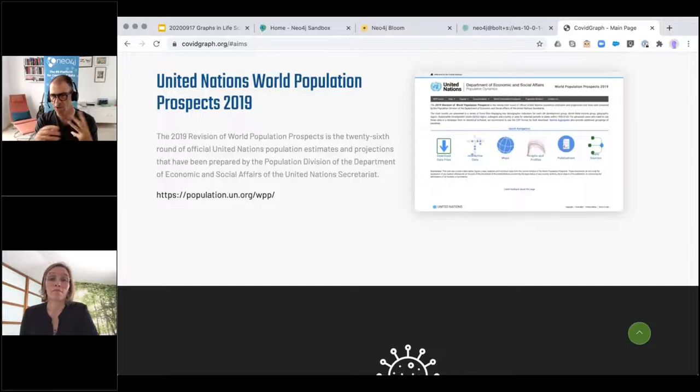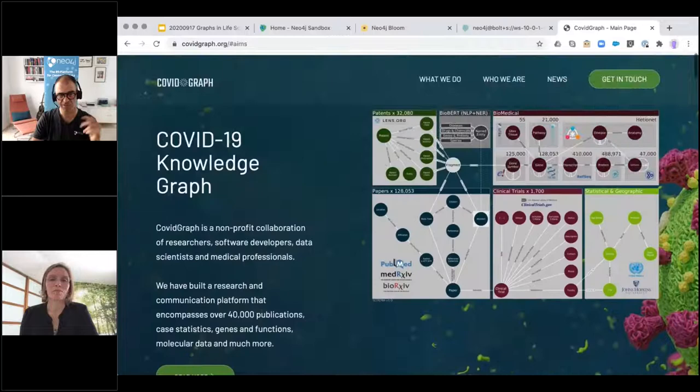So knowledge graphs are very much a generic thing that you can apply to lots of different things, and hopefully also to the COVID-19 use case.